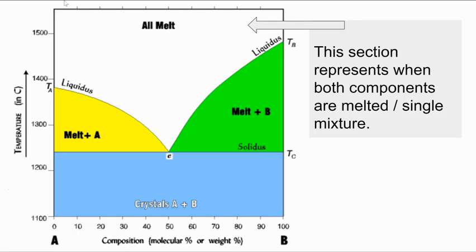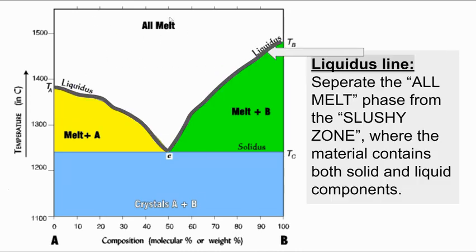This top section in white on this diagram is showing where both components in the mixture are melted, and so it is a single mixture, right? This is the region, the white section on this diagram, showing where both components are 100% liquid. In other words, your mixture is completely melted, all melted.